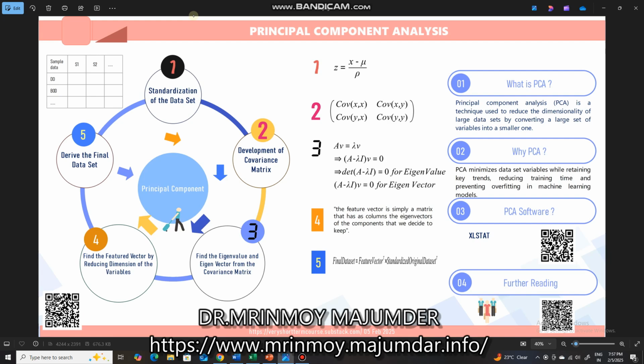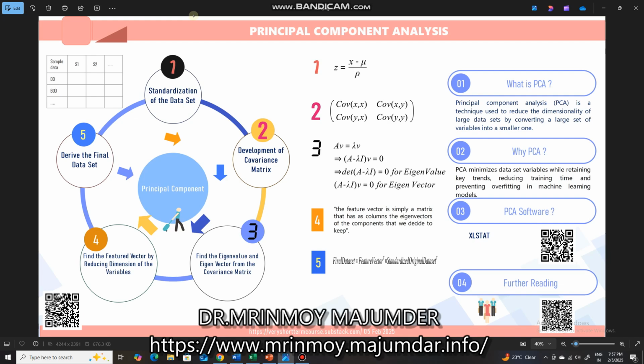Today I will be explaining the latest technique which is widely used nowadays to reduce the dimension of modeling parameters. This method is known as principal component analysis, or PCA. PCA is a technique that is used mainly to reduce the dimensionality of large data sets by converting a large set of variables into a smaller one.